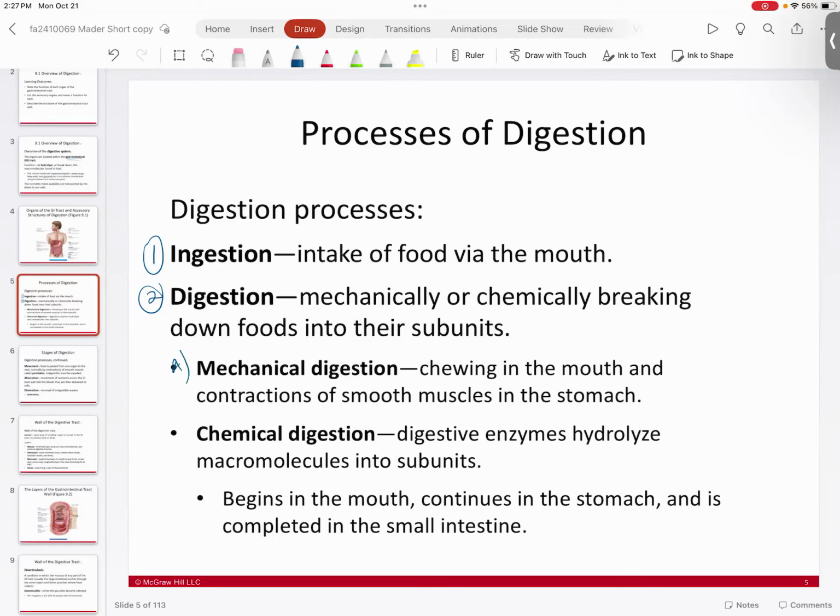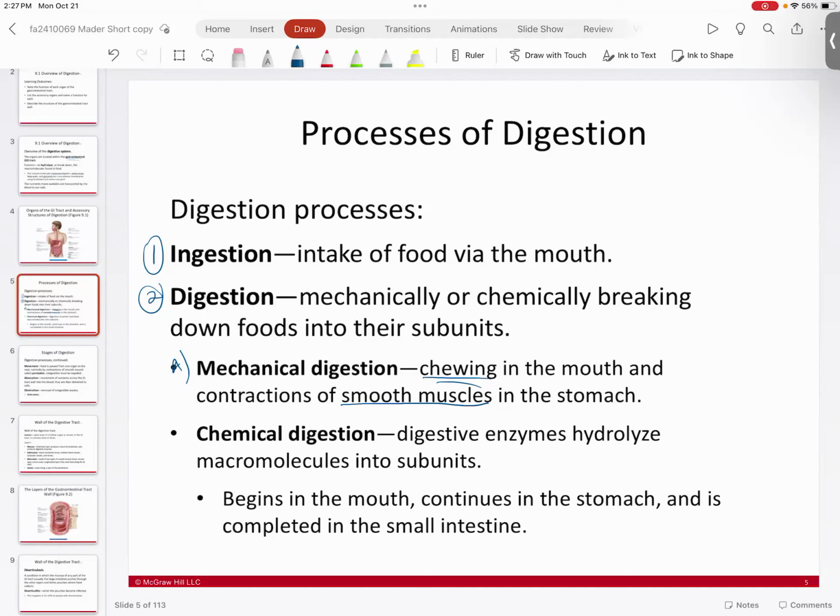You have what's called mechanical digestion, basically where you physically break down the food material. Chewing, for instance, in the mouth is a form of physical and mechanical digestion. Also, when your stomach is contracting its smooth muscles to basically churn the food bolus, it's almost like taking a lump of dough, bread dough, and kneading it with your hands. You're physically mashing on it and basically distorting it. That's what your stomach is doing.